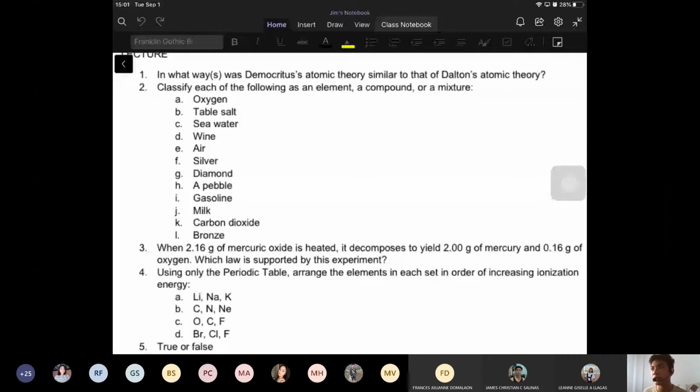Let's begin with letter A, oxygen. What could oxygen be? Yes, Justin? Oxygen is an element, sir. Element na. Okay, so table salt. Xylene: Sir, compound. Compound, because table salt is composed of sodium atoms and chlorine atoms.